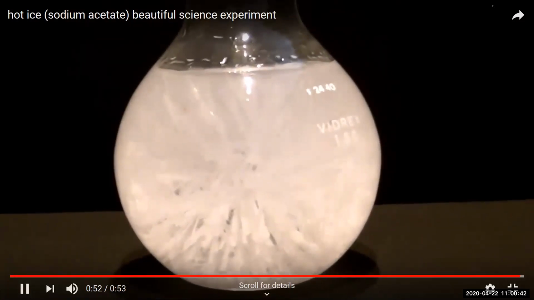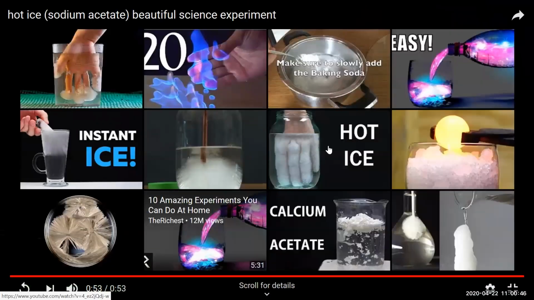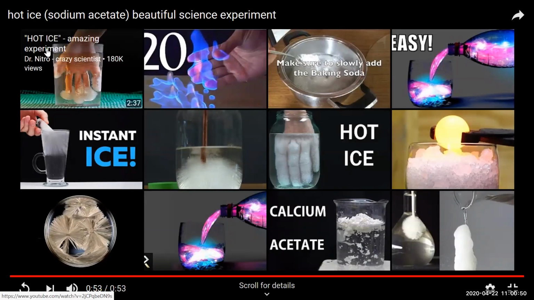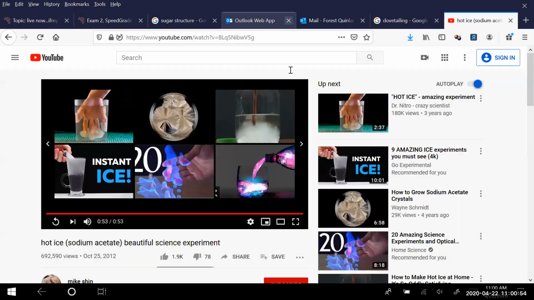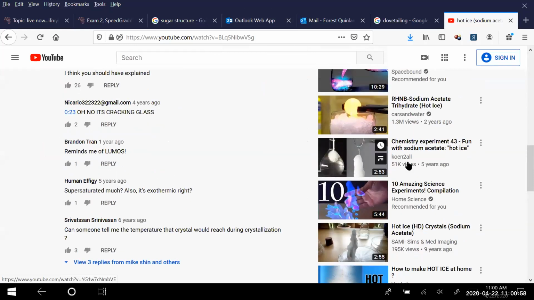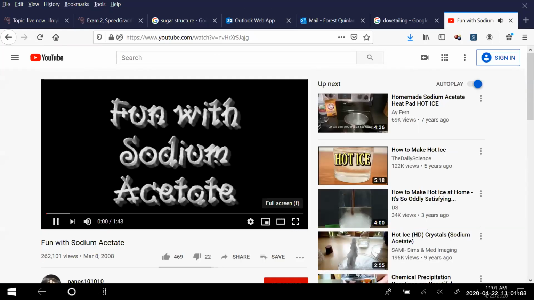How do I get out of here? I want to get, you can actually make it. I don't know where my escape button is because I'm on a 2-in-1. I'm trying to see if I can scroll to the one that I really normally like. That's a good one. Fun with sodium acetate.